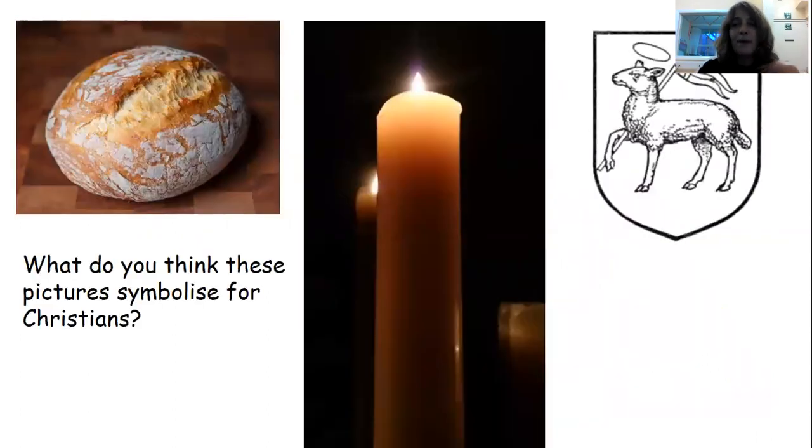Now, I've got some pictures here, so I'm going to move down a bit so you can see them properly. These pictures are things which have very special significance for Christians. They symbolize really big ideas. So maybe pause the video and think about what you think when you see bread or candles or, that's a lamb up there with a cross. If you've ever been in a church, you might have seen those things in a church or as part of Christian worship. Have a little think about when and where you might have seen them and what you think they might mean to a Christian.